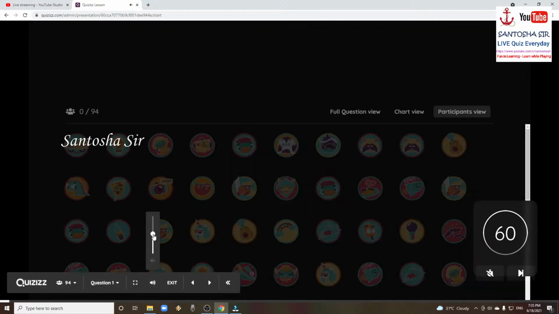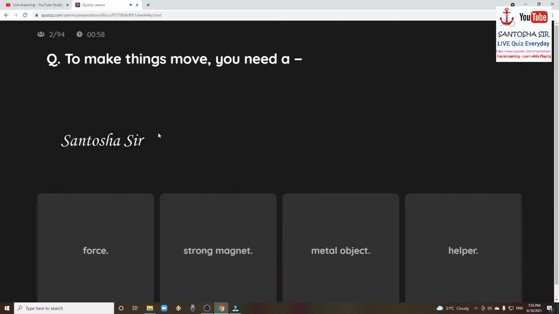First question about to pop up on your screens now. To make things move, you need a what? Is it a force? Is it a strong magnet? Or is it a metal object or a helper? To make things move, what do you need?